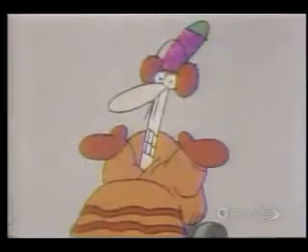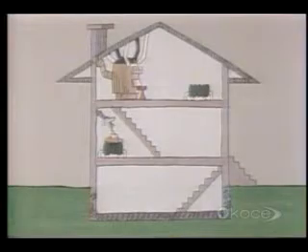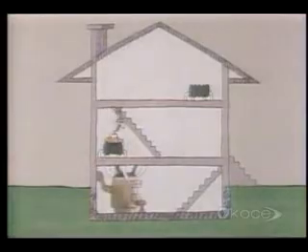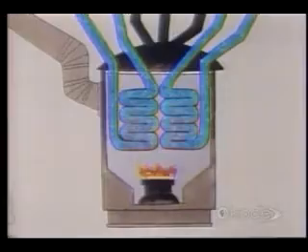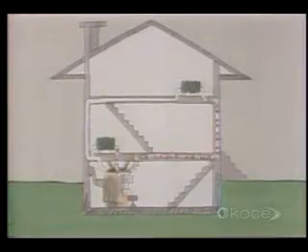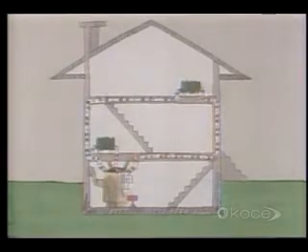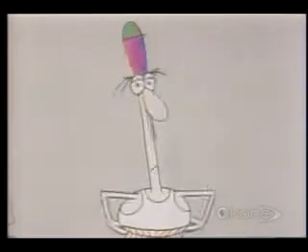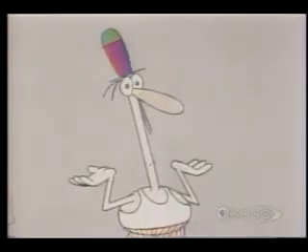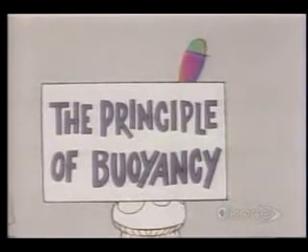Why is this? Well, let's put the furnace back where it belongs so that we can see how a hot water heating system works. The furnace heats the water in a tank. The hot water rises up through these pipes and into the radiators where it cools, and then the cold water flows down through these pipes and back into the tank where it is heated up again, and so on. But why does hot water go up and cold water go down? Because of the principle of buoyancy.